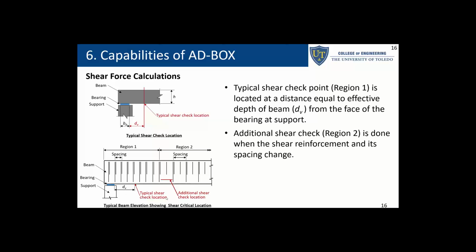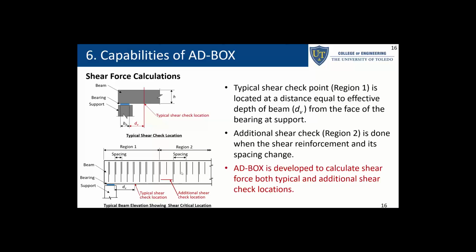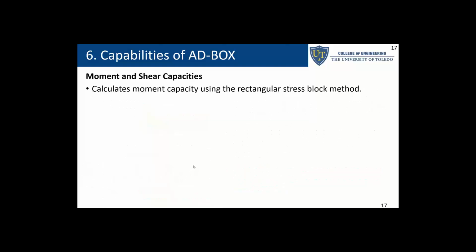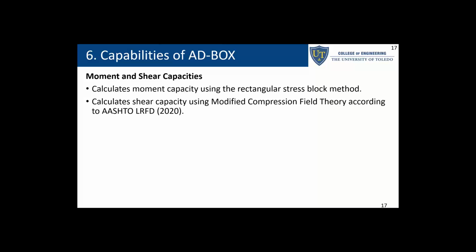So this is the point where the typical shear check is performed, and this is the point at the beginning of region 2 where the additional shear check is done. AdBox is developed to calculate shear force at both typical and additional shear check locations. AdBox calculates nominal moment capacity using the rectangular stress block method, whereas it calculates the shear capacity using the modified compression field theory. The detailed procedures of these methods are found in the project report, section 3.1.3.5.